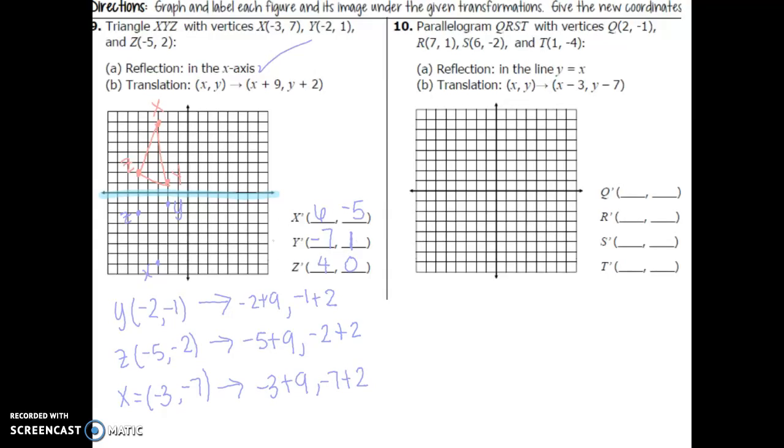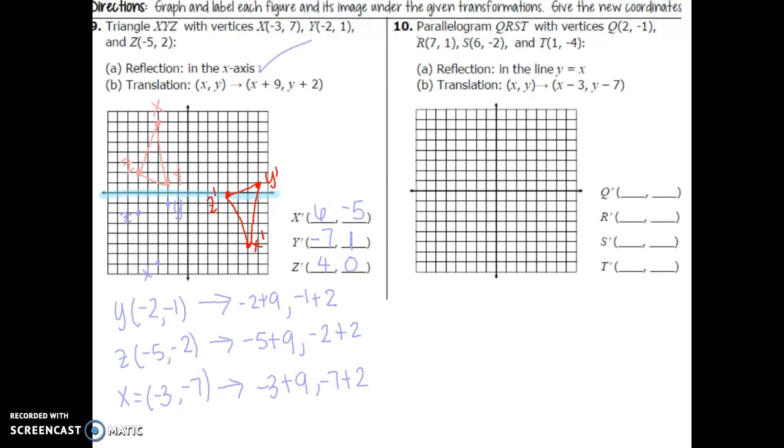So these are the points that I have to plot. That's going to be 6, negative 5: 1, 2, 3, 4, 5, 6, and 1, 2, 3, 4, 5. That's my x. For our y, it's negative 7, 1. That's my y. And then we would have 4, 0: 1, 2, 3, 4, 0 for my z prime.